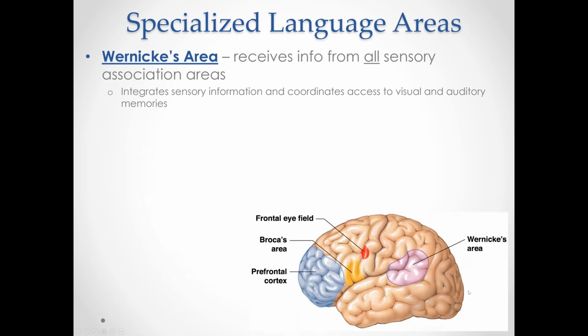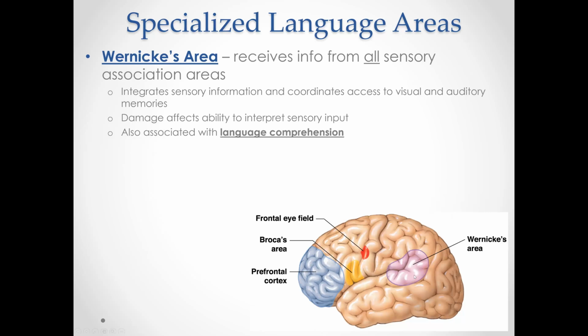So as part of the association areas, we include specialized language areas. So the first one is Wernicke's area, and that's shown here in light purple. This is partially in the parietal lobe and partially in the temporal lobe. And Wernicke's area receives information from all of the other sensory association areas, and it integrates the sensory information, and it can also coordinate access to visual and auditory memories. Damage to this area can affect an individual's ability to interpret sensory input. Like, you may be able to know that you are seeing words on the screen, that you're hearing my voice, but you can't put it all together and realize that you're sitting there listening to an A&P lecture.